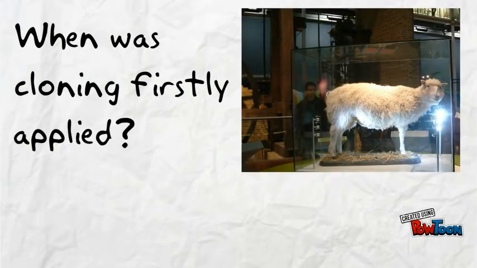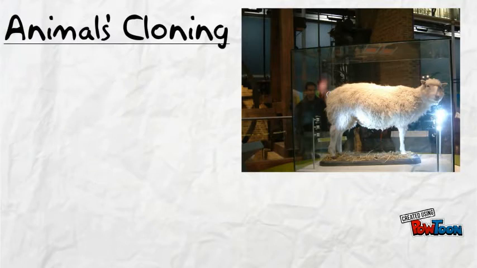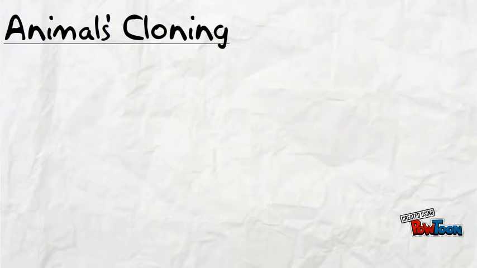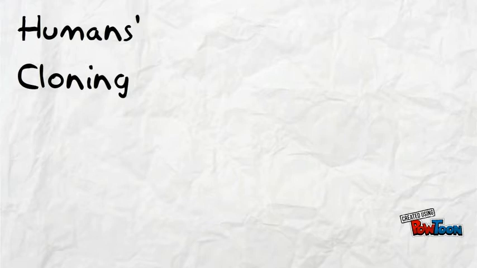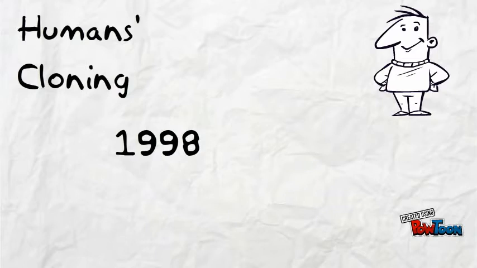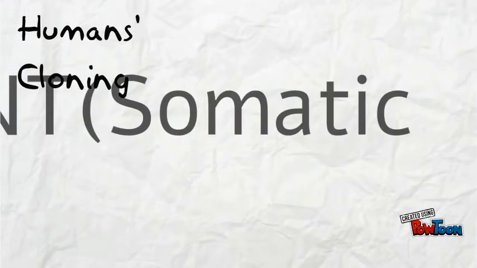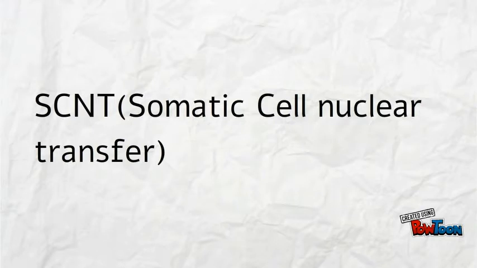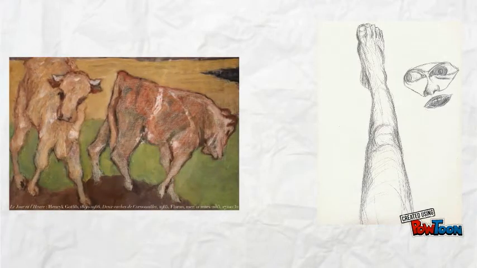Dolly the sheep comes to mind when we think of cloned animals. She was made famous as the cloned sheep made in 1990, but the first animal ever cloned was in the 1800s. As for humans, the first hybrid human clone was created in 1998 by Advanced Cell Technology. It was created using SCNT, somatic cell nuclear transfer. A nucleus was taken from a man's leg and inserted into a cow's egg from which the nucleus had been removed, and the hybrid cell was developed into an embryo.